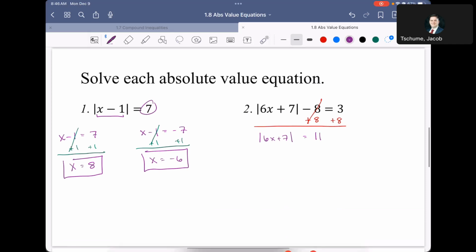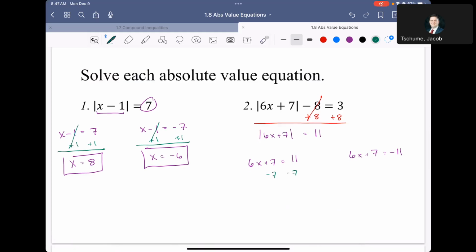So just like earlier, I can now take the 6x plus 7 that's inside the absolute value, and I'm going to write it twice. The first one I'm going to set equal to the 11 that I picked up on the right-hand side, and the second one I'm going to set equal to negative 11. Now I'm going to work these individually. So on the first one, I'm going to subtract 7 from both sides. This will give me 6x equals 4. And if I divide both sides by 6, and you simplify this, 4 and 6 both share a 2 in common. So if you divide both those numbers by 2, you should get x equals 2/3.